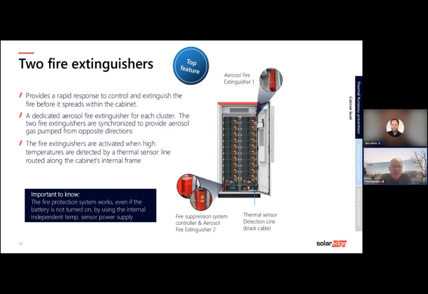The fire extinguishers are activated by high temperature detected by the thermal sensor line routed along the cabinet's internal frame. So it's actually monitoring the full internal frame to see if there's any temperature rise. But this obviously comes after the localized cell protection, which would take the immediate action so that it doesn't extend as far as the activation we've seen here, when there is high temperature throughout the cabinet. The system works even if the battery is not turned on, and that's important, by using the internal independent temperature sensors in the power supply.